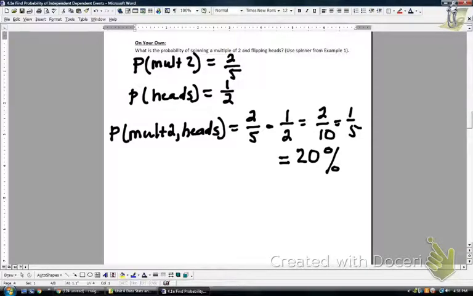Okay, so the probability of landing on a multiple of 2, my favorable outcomes are 2 out of 5 possible. The probability of landing on a heads is 1 out of 2. So then to find the probability of both events occurring together, 2 over 5 times 1 over 2 equals 2/10, which simplifies to 1/5, which is 20%. So I have a 20% chance of landing on a multiple of 2 and flipping heads.